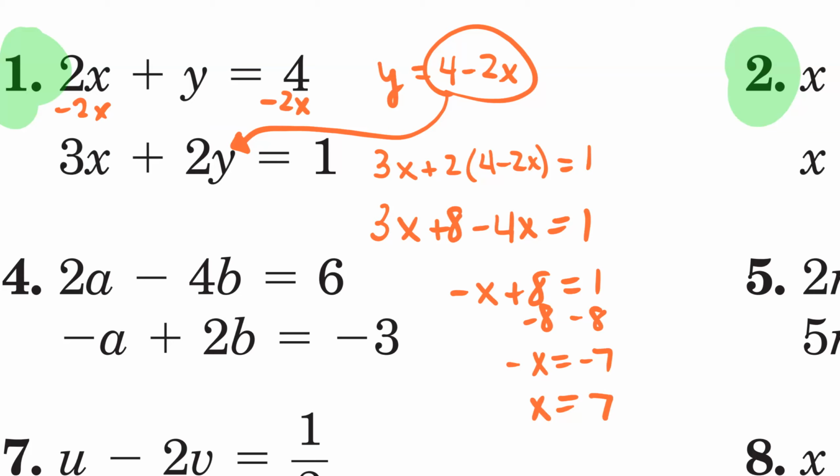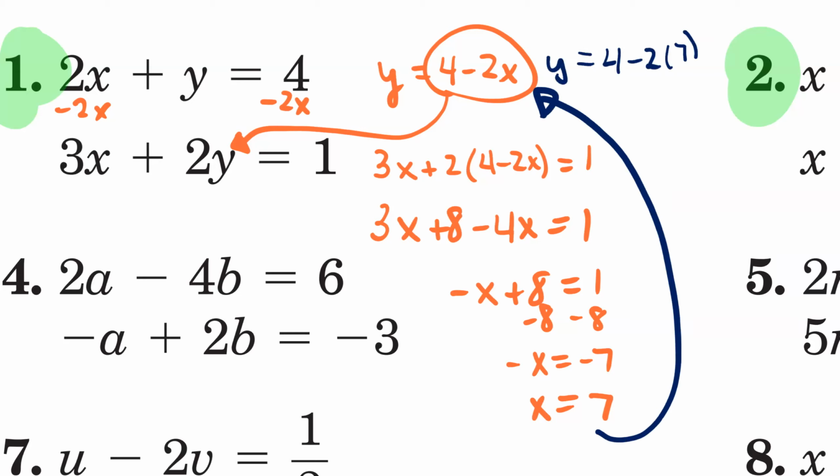And then don't you put the 7 in the rest? Right. Now that we found the 7, I can come up here, plug it in, and find what y is equal to. y equals 4 minus 2 times 7. 4 minus 14. Negative 10.